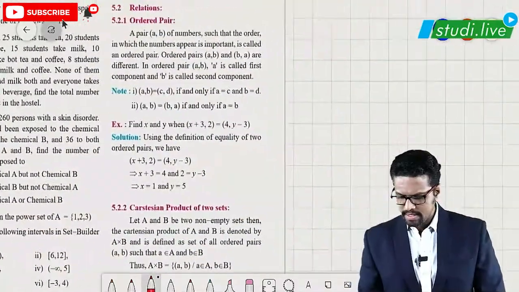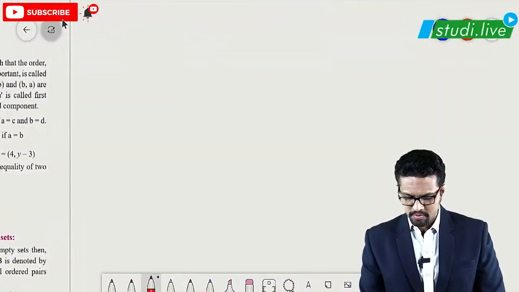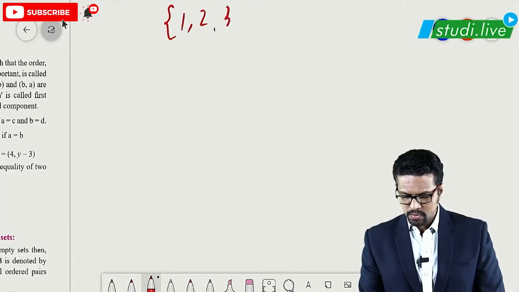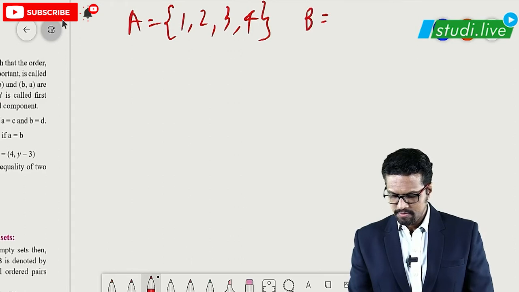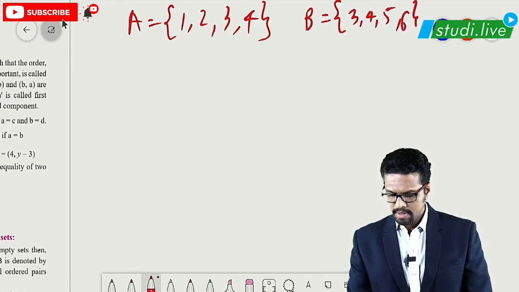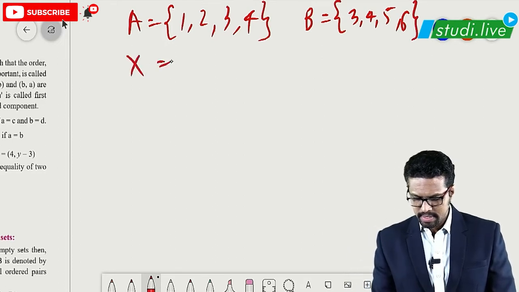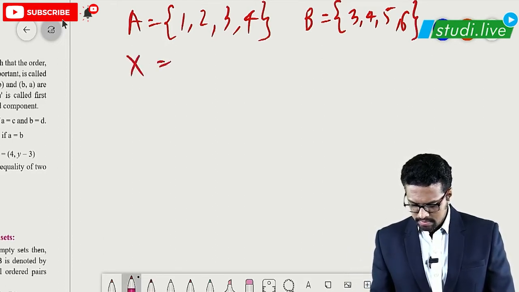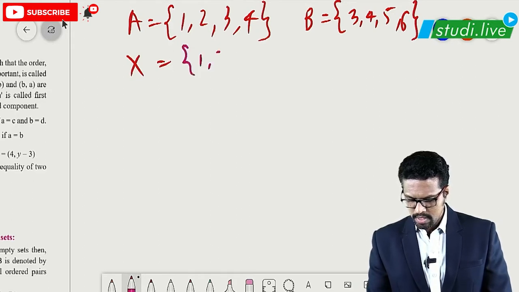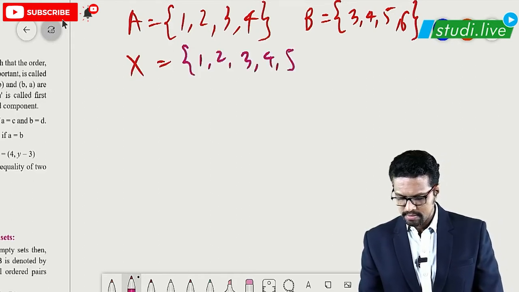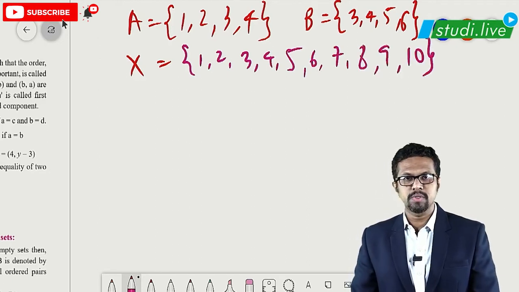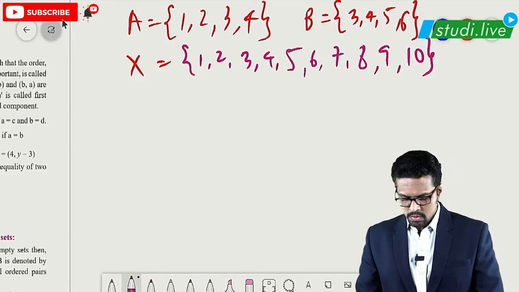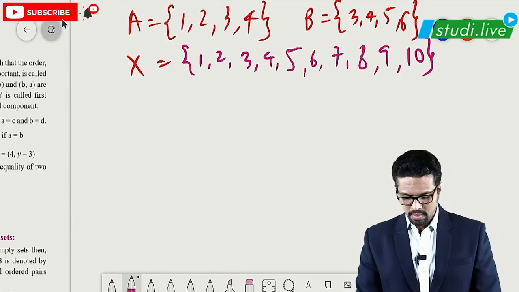Set A is 1, 2, 3, 4 and set B is 3, 4, 5, 6, and the universal set X contains the elements 1, 2, 3, 4, 5, 6, 7, 8, 9 and 10. So these are the elements contained in the universal set. We are supposed to verify that.